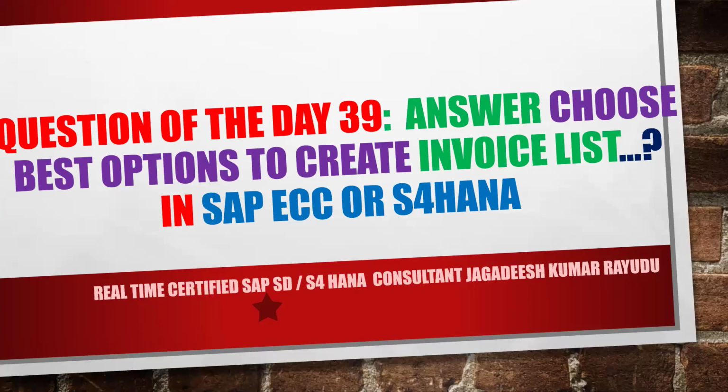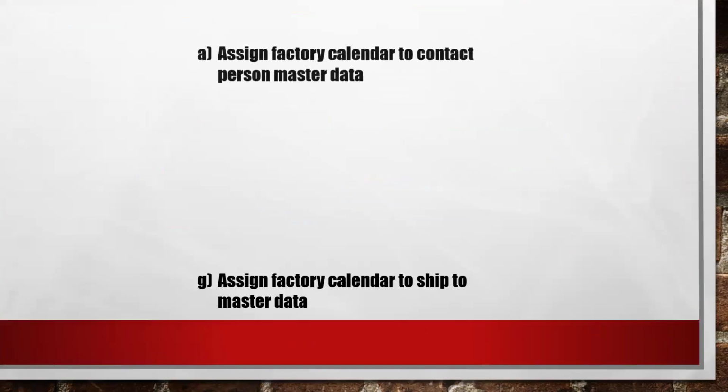Let's break down the answer for this question. Choose the best option to create an invoice list. Option A: assign factory calendar to contact person master data. There is no relation with the invoice list. The invoice list specifically points to your bill-to party or payer.